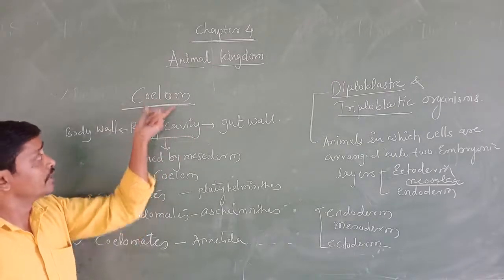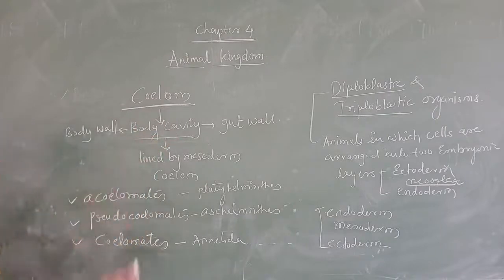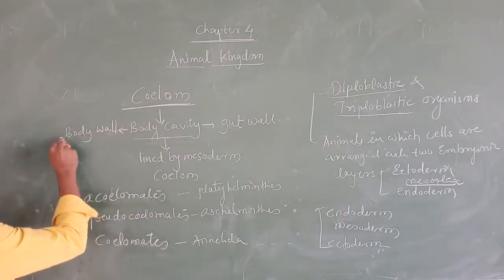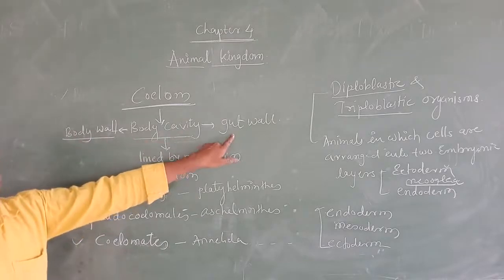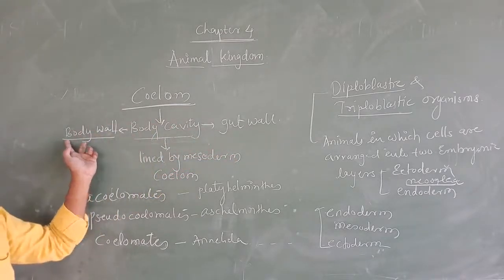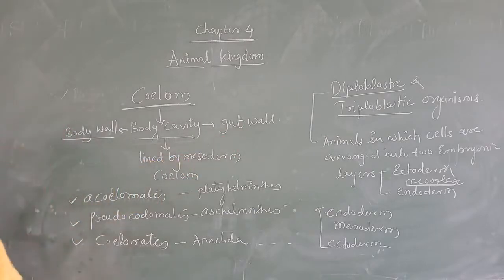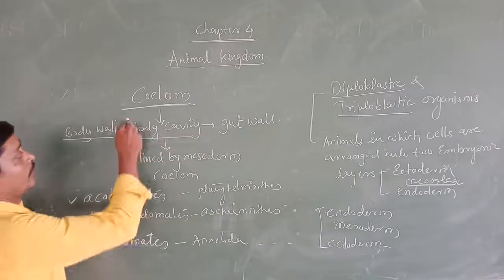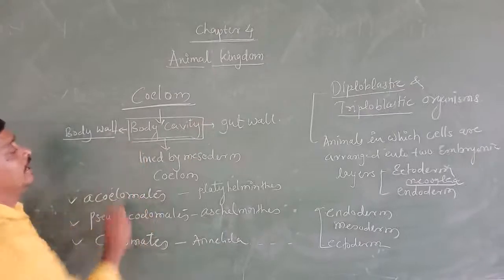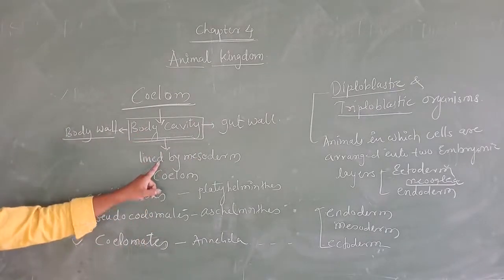Body cavity. Coelom is nothing but a body cavity which is present in between the body wall and gut wall. It is present in between the body wall and gut wall. Gut wall in the sense what? The digestive tract.